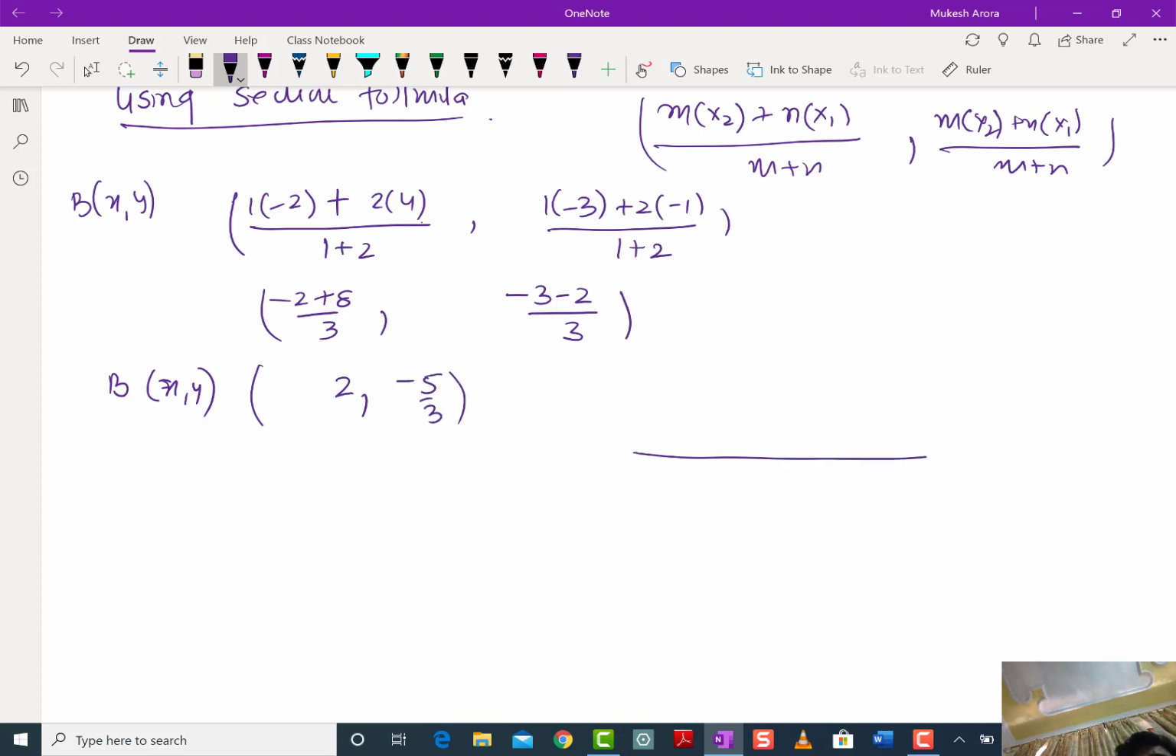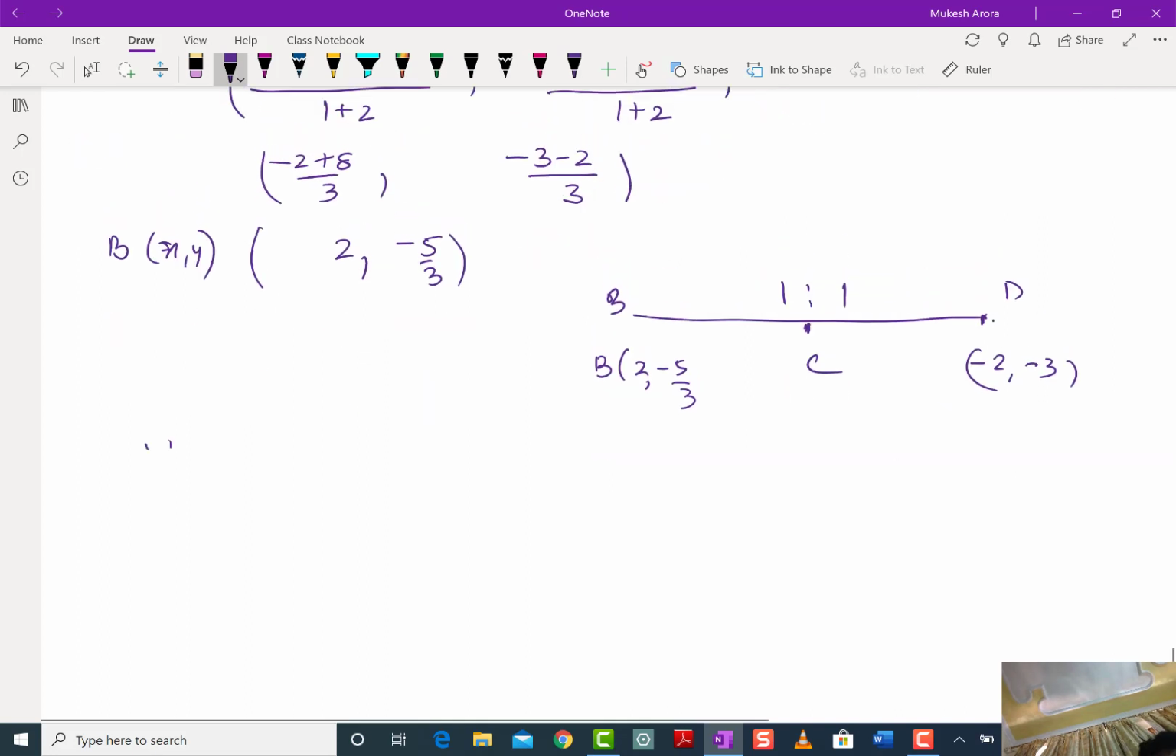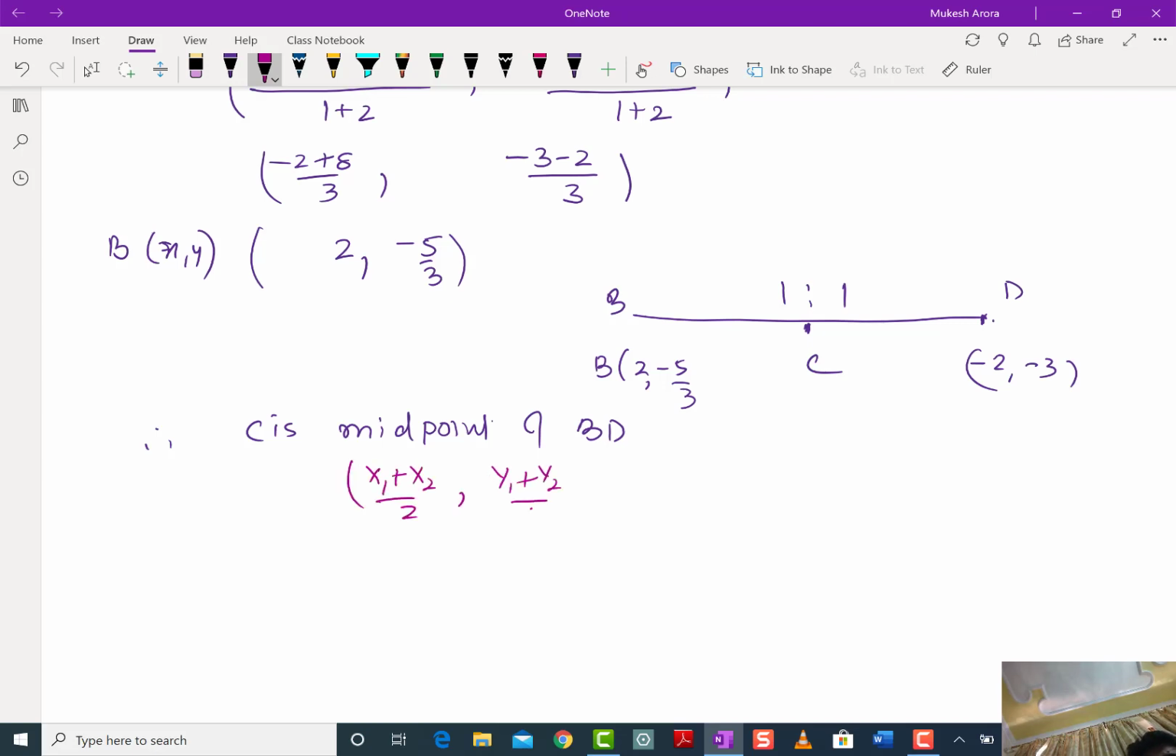Now we will again draw the line. B we have found, 2 and minus 5 by 3. C we are not aware of. D is given to us. What was D? D was minus 2, minus 3. So this is now again 1 ratio 1. Therefore C is midpoint of BD. Formula for midpoint is x1 plus x2 by 2, y1 plus y2 by 2.